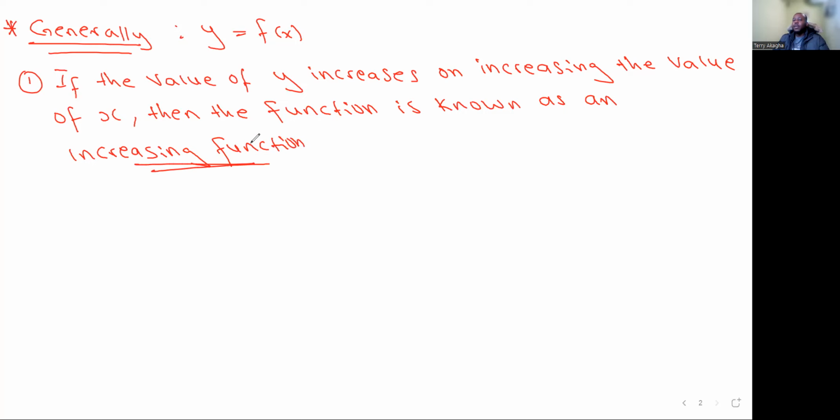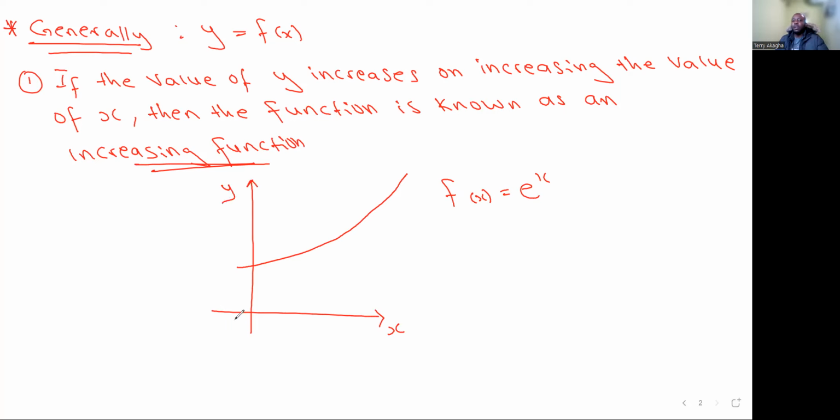Okay, so when you're increasing x and y is also increasing, that function is known as an increasing function. So for instance, you have something like this. This is how it looks. For instance, f of x is equal to the exponential of x. It's a classical example of an increasing function because as x is increasing, y is also what? Increasing. Are you seeing it? So this is what we call an increasing function because as x is increasing, y is also increasing.